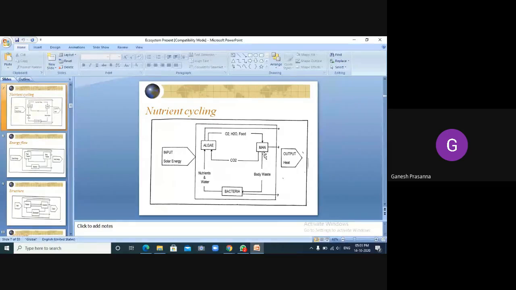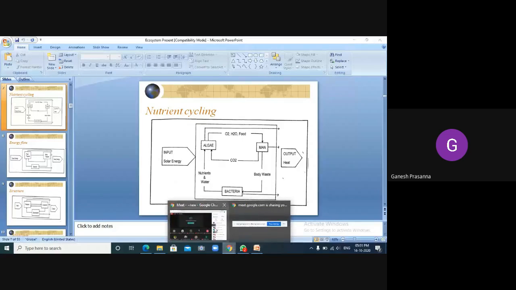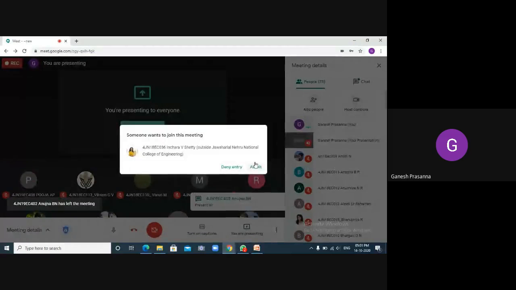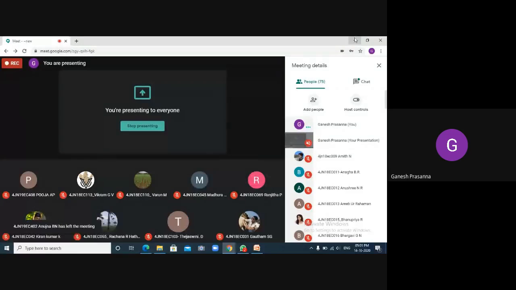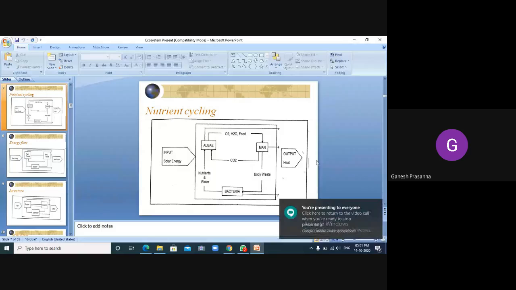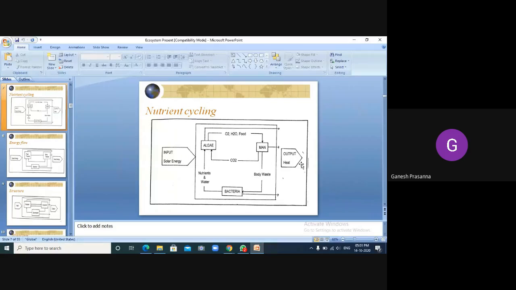So the next cycle is the body wastes, which are present in the body. They are removed by certain bacteria, and that removal is also being used as nutrients and water, which is being enriched, which is being decomposed actually. Okay, so they are being decomposed, and finally the output is the heat that human beings always liberate.